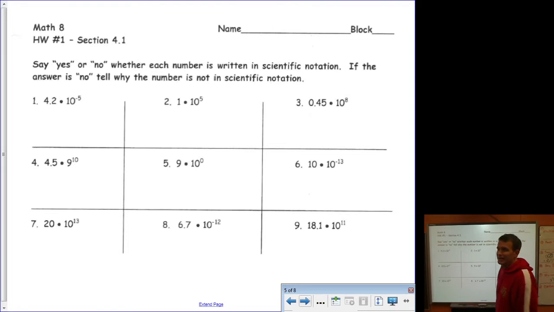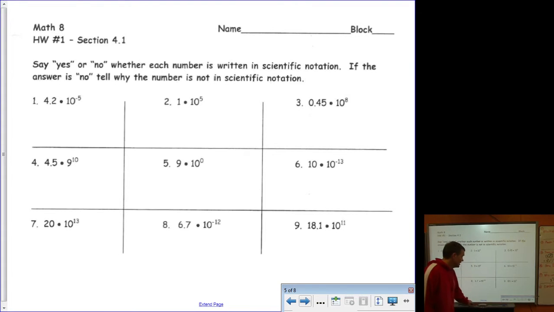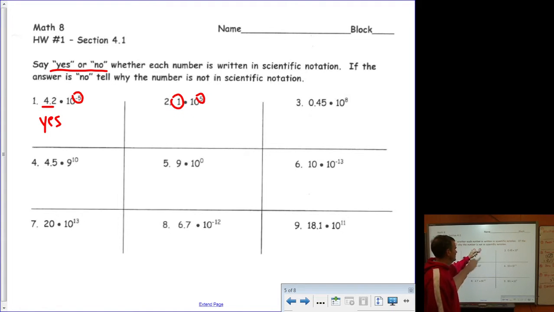And let me go ahead and go over them. This first section, we are trying to decide yes or no, whether each number is in scientific notation. Here we go. Number 1, this is between 1 and 10. This is an integer. Yes. Number 2, this is between 1 and 10. This is an integer. Yes.